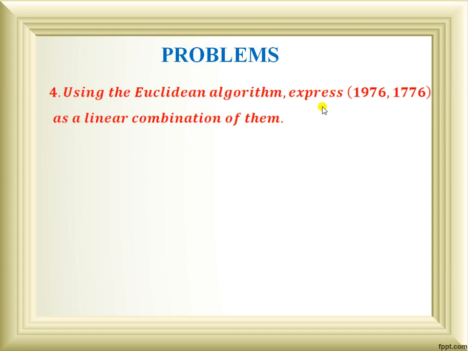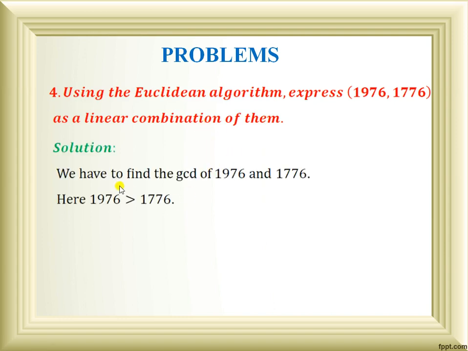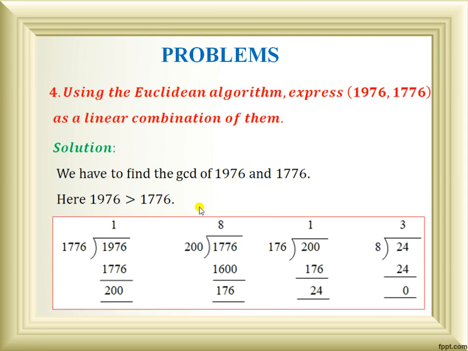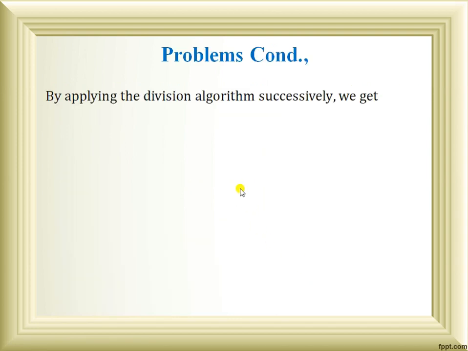Using the Euclidean algorithm, express these two numbers as a linear combination of themselves. Before writing the linear combination, we must find the GCD. Only then can we express this as a linear combination. So first we need to find the bigger one. 1976 is comparatively the bigger one. So we do the same division process until we get the zero remainder. After applying the division algorithm, I get 1976 equals 1 as the quotient times 1776 as the divisor, plus 200 as the remainder.